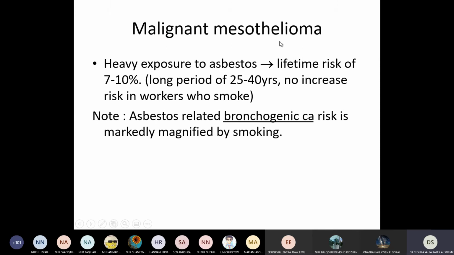So what is malignant mesothelioma? It is associated with heavy exposure to asbestos, which is a risk for the tumor, about 7 to 10%. The latent period is long, 25 to 40 years, and there is no increase in risk in workers who smoke. Asbestosis is related to bronchogenic carcinoma as well, and that risk is markedly magnified by smoking.